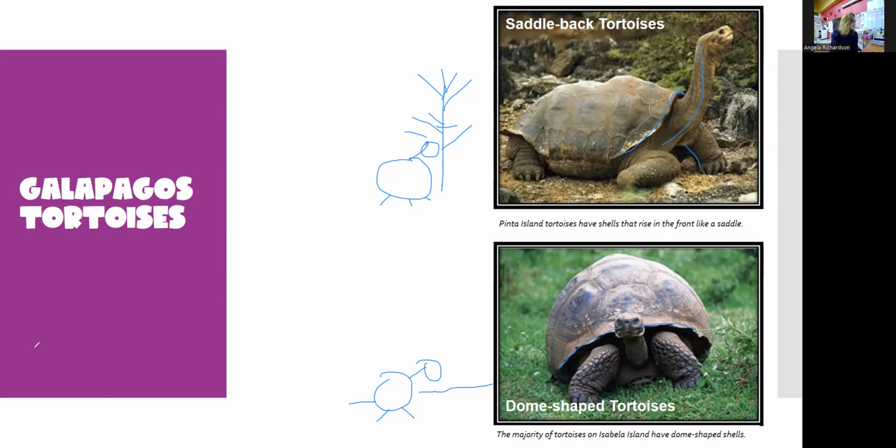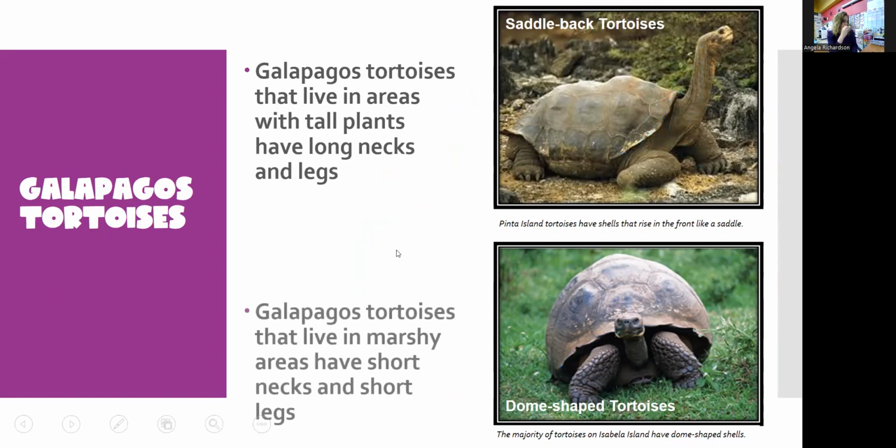So we talk about survival of the fittest. If I took this dome-shaped tortoise from Isabella Island and I bumped him over here and he went to go visit his cousins on the Pinta Islands, he's not going to survive very well because he's essentially going to starve. There's not going to be a whole lot of vegetation he can eat because a lot of the vegetation on Pinta Island is up high. So he doesn't have access to a lot of food. All right, so let's clear this off. Again, tall plants, they have long legs, long necks; short plants, short legs, short necks.